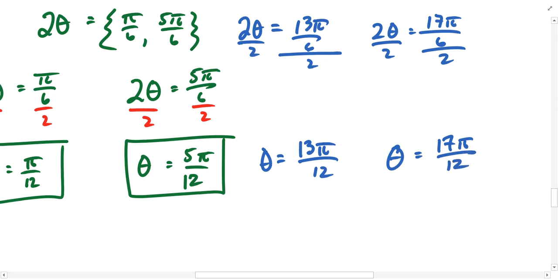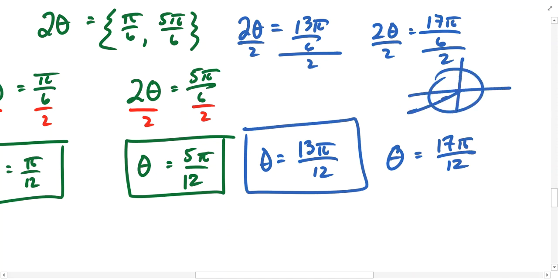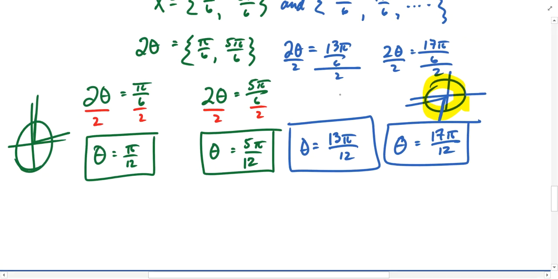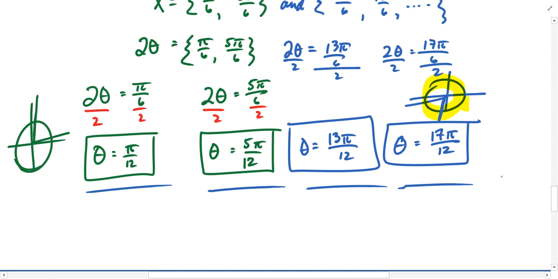And as it turns out, 13 pi over 12, well, that's just a little bit beyond horizontal in our unit circle. That's this position right here in between the 7 pi over 6 position and pi. So we've got 13 pi over 12 and 17 pi over 12, which is right here. These two angles in this particular form exist within the unit circle. So we actually ended up with 4 solutions to this problem, not just 2.